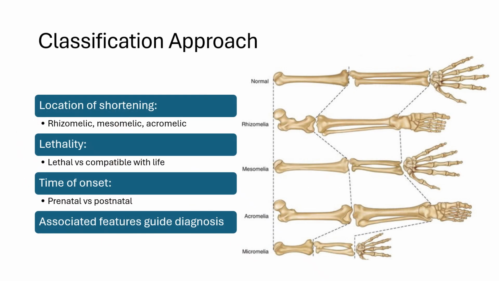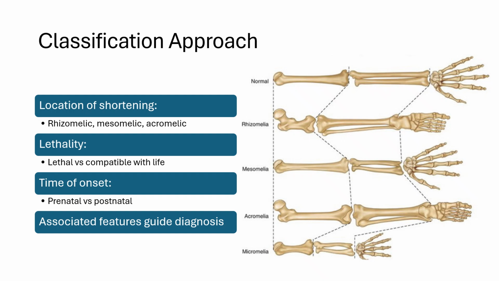Learning to classify skeletal dysplasias effectively requires understanding that we organize these conditions based on several different characteristics that each provide valuable clinical information. Think of this classification system as being similar to how we might organize a large library. We could arrange books by author, subject, publication date, or size, with each organizational method serving different purposes and revealing different insights about the collection.